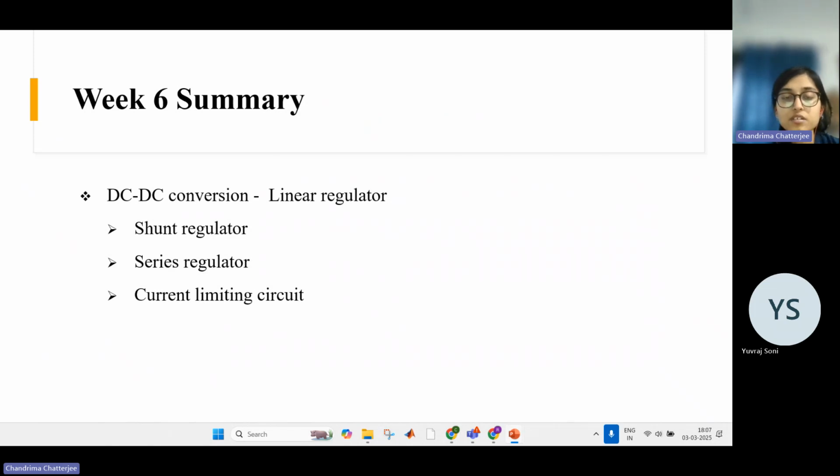This week, we shall discuss the DC-DC converters. There are two kinds of DC-DC converters. There are linear DC-DC converters, which are also called linear regulators, and there are also switched mode DC-DC converters that we will study later. So this week's topic is linear regulators. Under that comes shunt regulator, series regulator, and some current limiting circuit that we will study.